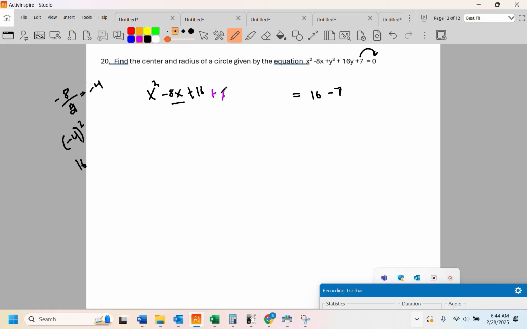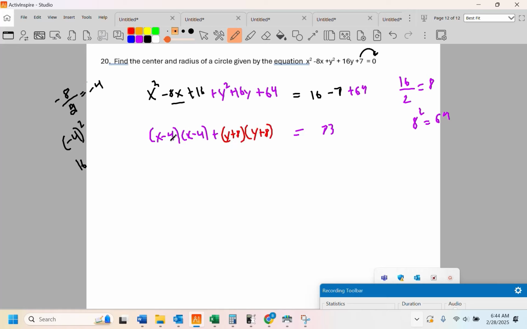Start focusing on the y's. I encounter the b term. Take half of it, I get 8. Square it, I get 64. Add it to both sides. The right-hand side is going to be 73. This factors as x minus 4 times x minus 4. This factors as y plus 8 times y plus 8. So if you write something twice, you may have just written it once as a square.